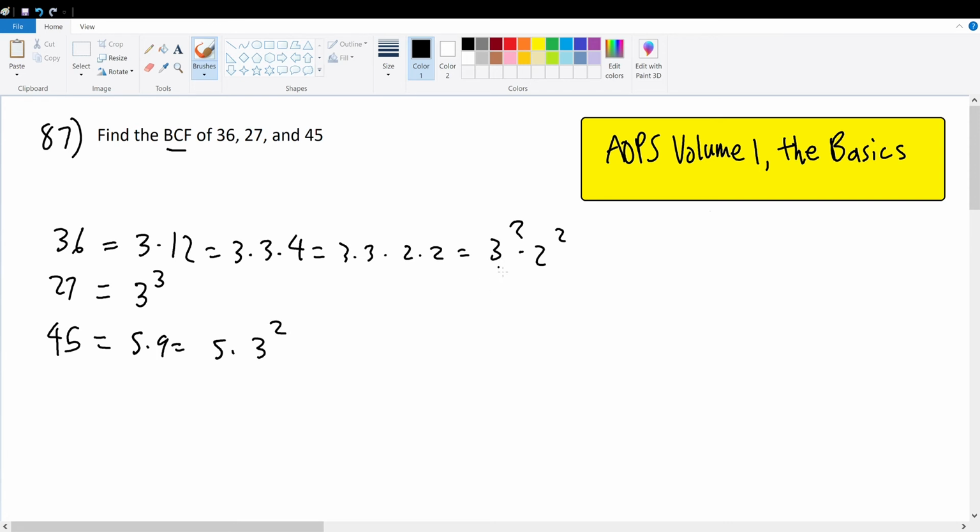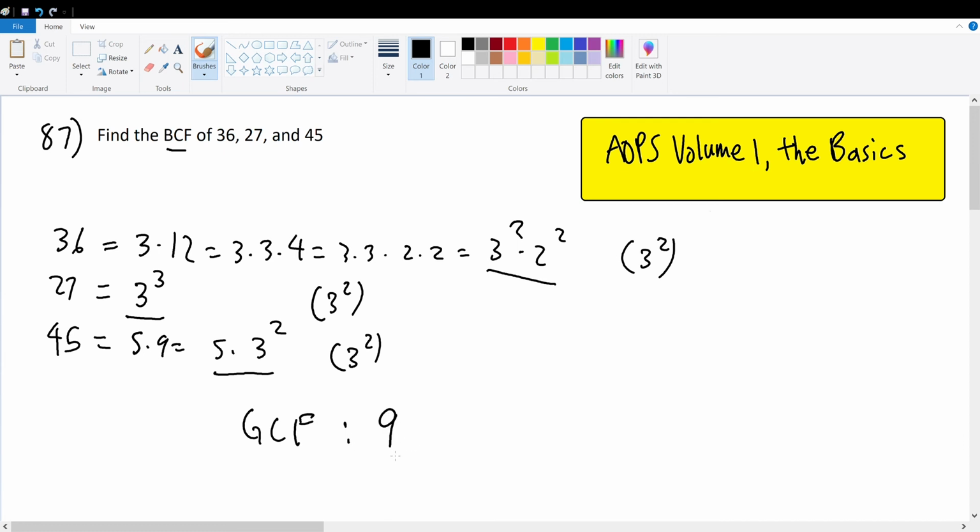Now, since these numbers are prime factorized, we just look for the greatest common factor which we can take out of these numbers. So we see here that all these numbers contain 3 squared. This contains 3 squared, this contains a 3 squared, and this contains a 3 squared. Hence, the greatest common factor of these three numbers will be 9, or 3 squared. And the answer is 9.